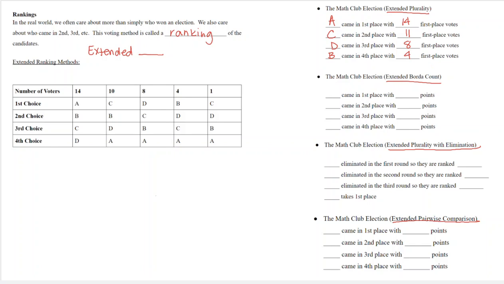Next, for extended Borda count, you calculate the number of points each candidate earns using the Borda count method, and then you rank them according to the number of points. So, Boris was in first place with 106 points. Carmen was in second place with 104 points. Dave is in third place with 81 points. And Alicia is in fourth place with 79 points.